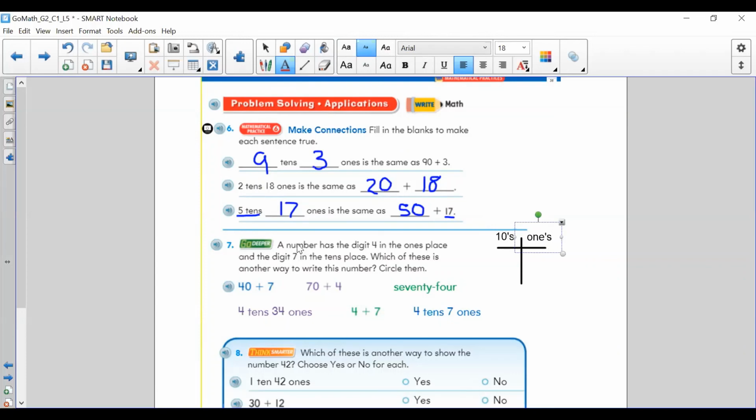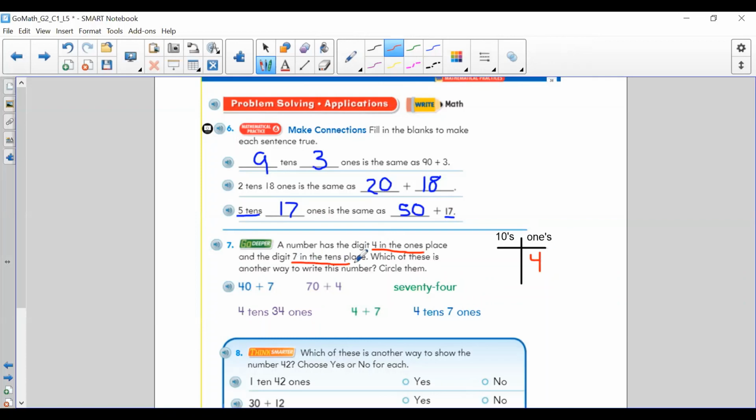So let's underline the important information. We have a 4 in the ones place. So let's put a 4 in the ones place. And you can draw this on your paper too. And there is a 7 in the tens place. So we put a 7 in the tens place. We really have to pay attention. Sometimes they tell you what the tens are first, and sometimes they tell you what the ones are first. And in this case, it's the ones.